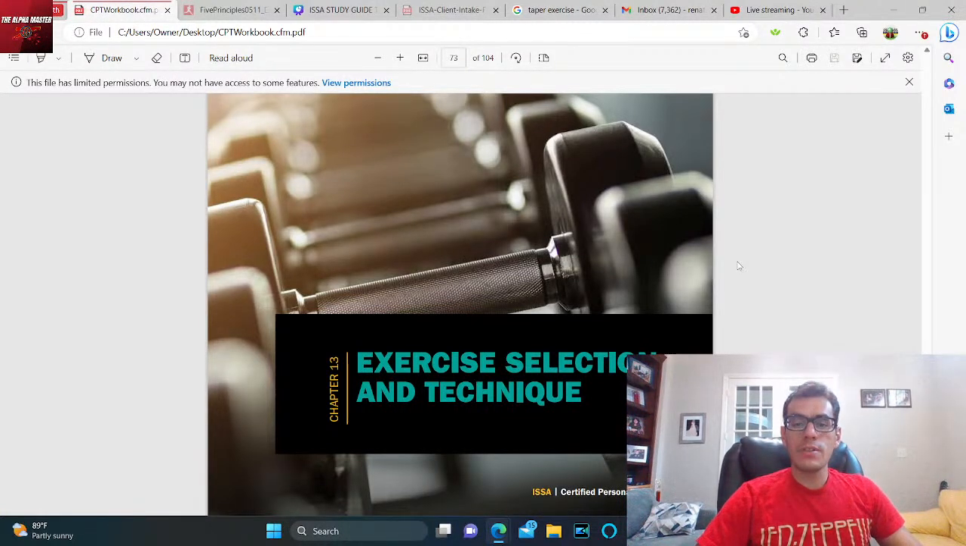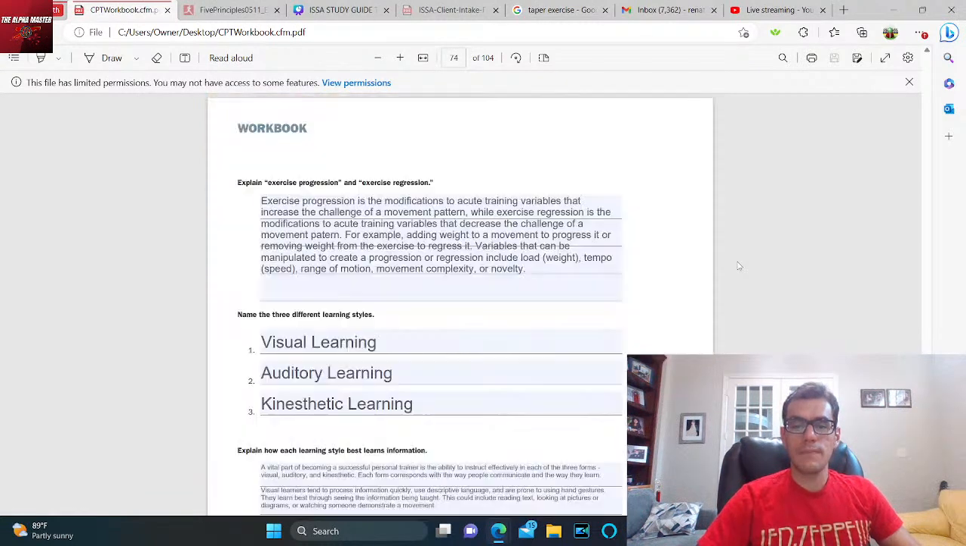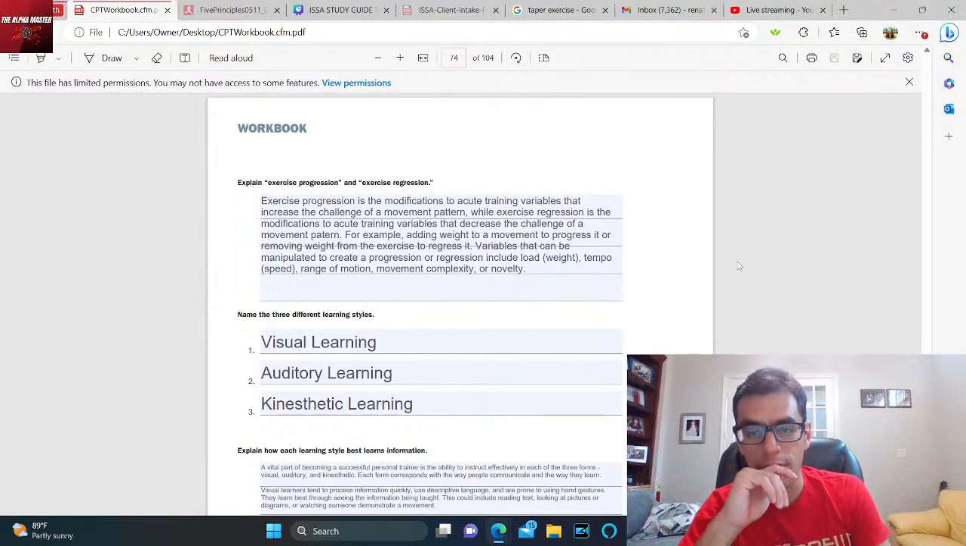So, exercise selection and technique. Exercise progression and exercise regression. Exercise progression is the modification to acute training variables that increase the challenge of a movement pattern, while exercise regression is the modification to acute training variables that decrease the challenge of a movement pattern. For example, adding weight to a movement to progress it, or removing weight from the exercise to regress it.